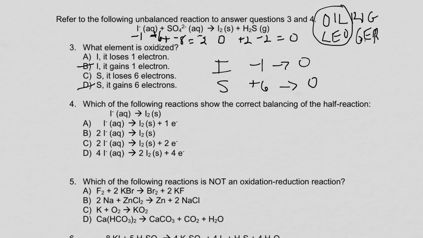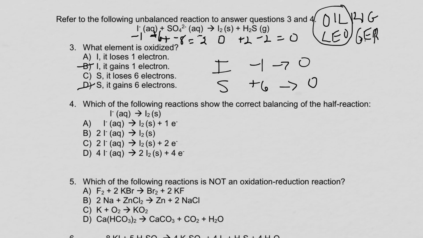So we know that losing electrons causes the charge to actually go up in value because we're losing negatives. If we notice that iodine goes from -1 to a higher value of 0, then it must have been losing electrons. So we're going to pick A. If you notice, sulfur is actually going down in value, so that is reduction. So the answer for number 3, what element is oxidized, is A, iodine. It is losing 1 electron.